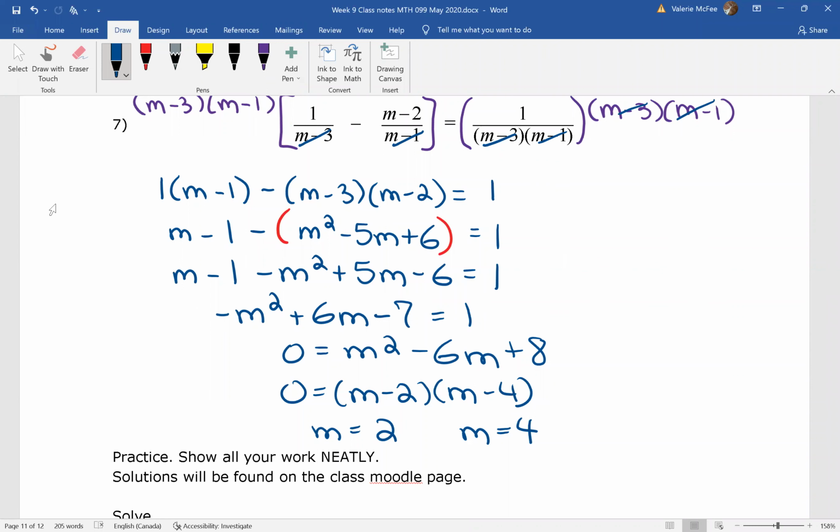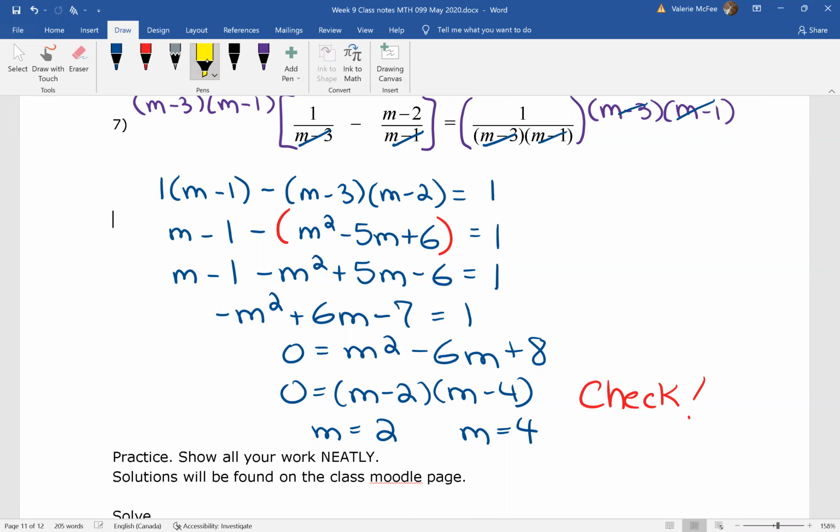Again, I have that product m squared minus 5m plus 6 in red brackets to remind you we're subtracting all of that product. I combined like terms, and then because I knew I had to factor, I wanted to have a positive m squared. So I added m squared to both sides, subtracted 6m, added 7. We had 2 values for m, which of course we need to check.